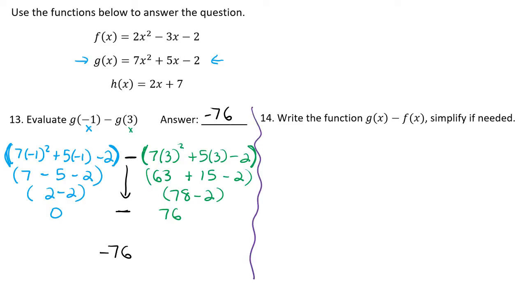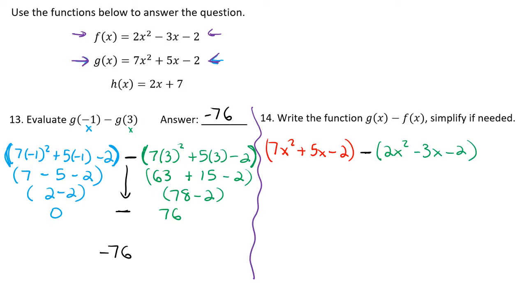Question 14 says, write the function g of x minus f of x, simplify if needed. So we're taking the g function here, and we're going to be taking the f function, and we're going to subtract them. So we have the g function going first, being 7x squared plus 5x minus 2. Then we are subtracting the f function. The f function is 2x squared minus 3x minus 2.